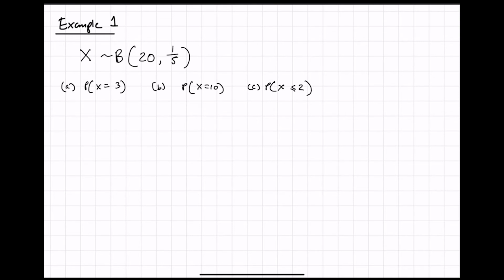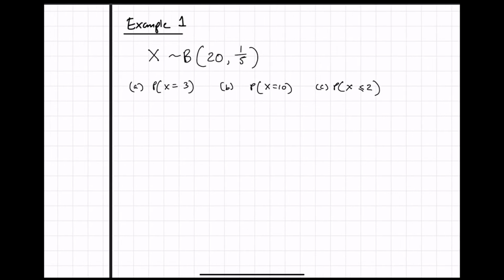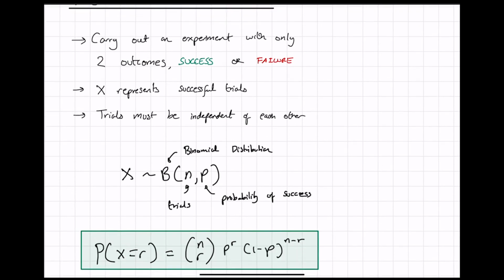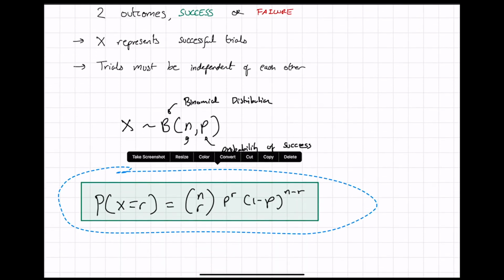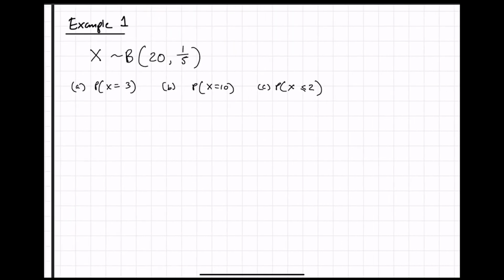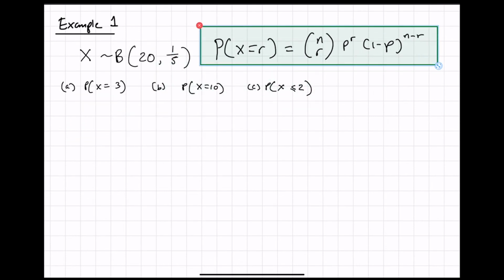So let's say X is binomially distributed with 20 and 1/5. In order to find the probability of X being 3, all we need to do is follow the formula. So I'll copy this formula down, just so we always have it there. And let's actually try and use it. So that's our formula.